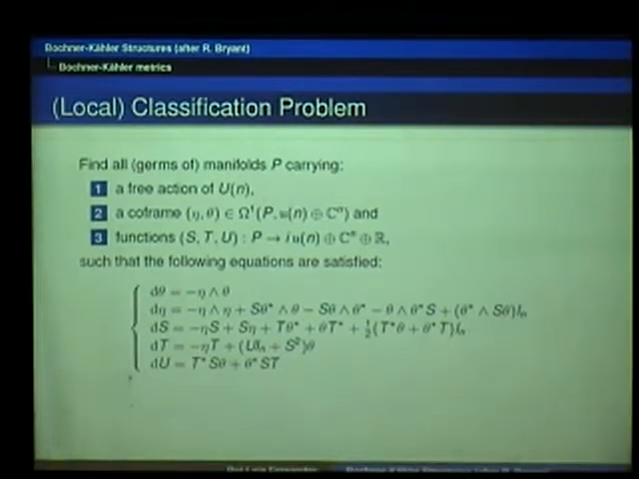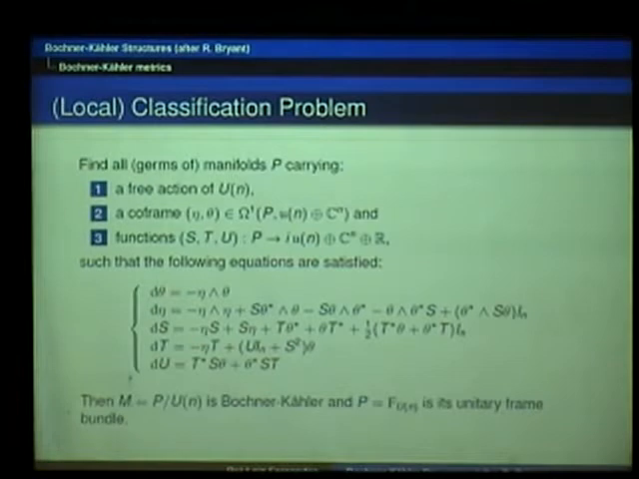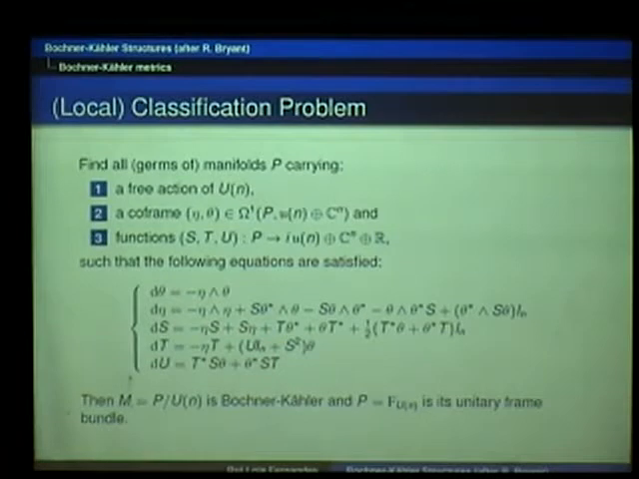Now, the point is, how do you do such a thing? How do you solve such a system? And of course the reason is, if we do that, then this P that we have here will be the unitary frame bundle of some Bochner-Kähler metric. All right? So the question is, how do we solve that? And so that's what I want to explain.